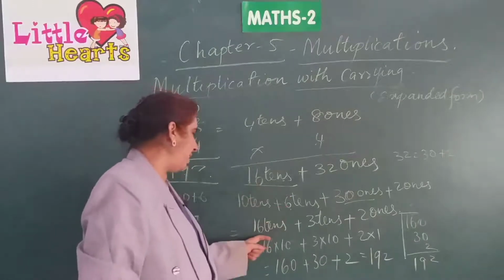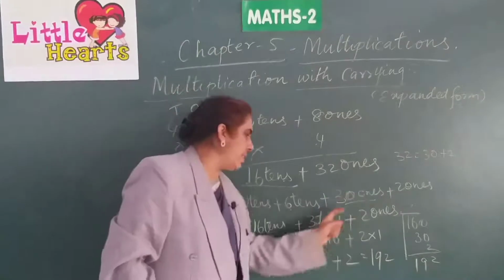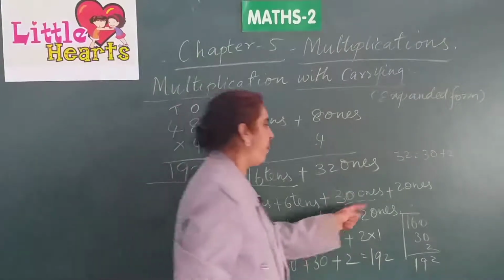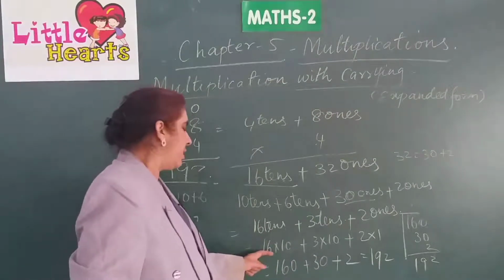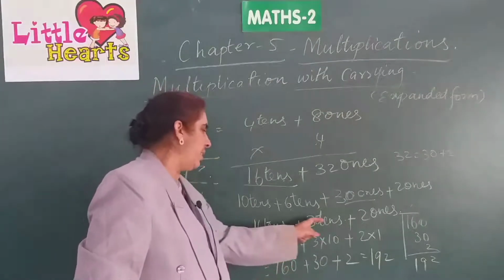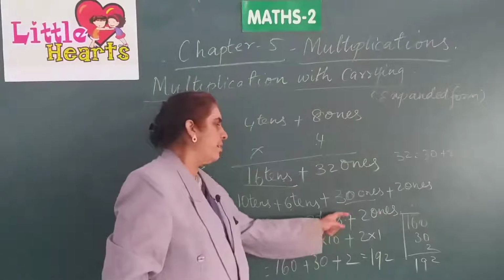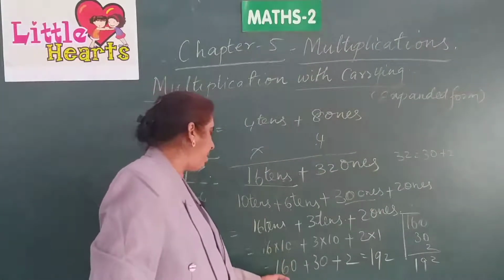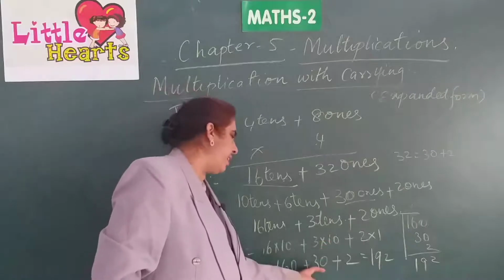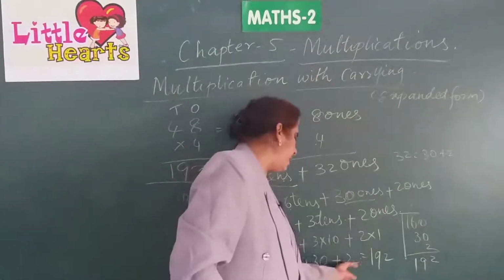10 plus 6, that is 6 tens plus 30 ones, can be written as 3 tens plus 2 ones. So 16 tens equals 16 into 10, plus 3 tens, 3 into 10, plus 2 ones, 2 into 1. So 16 tens are 160, 3 tens are 30, plus 2 ones are 2.